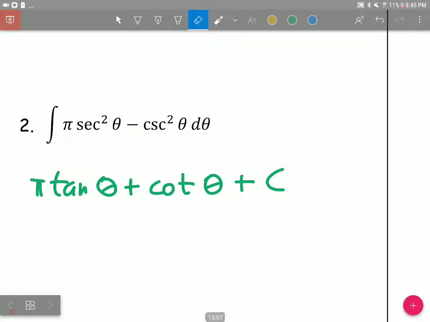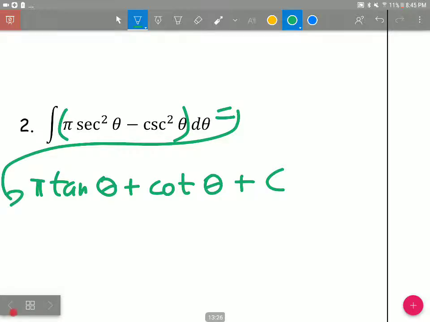And yes, this one has a plus c, and that one has a plus c. That does not mean it's plus 2c. It is plus a single c. Don't forget your parentheses. Equals this, equals that right there. Cool?